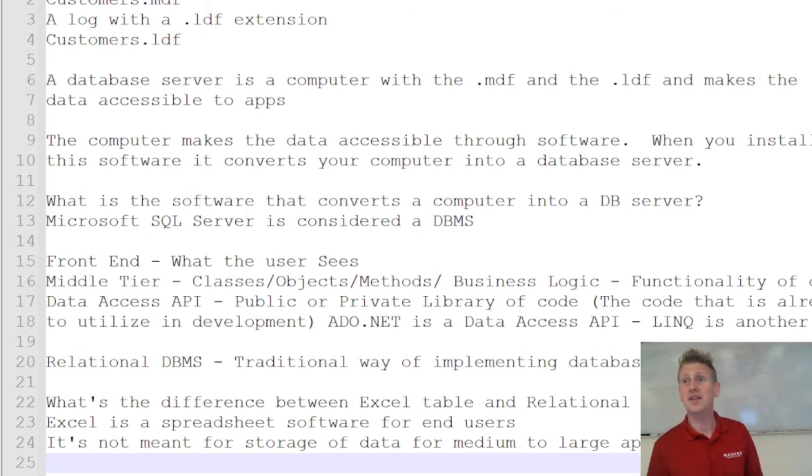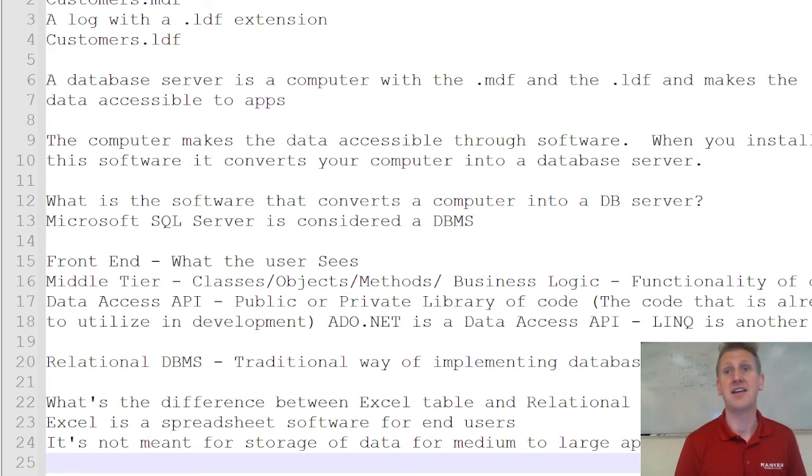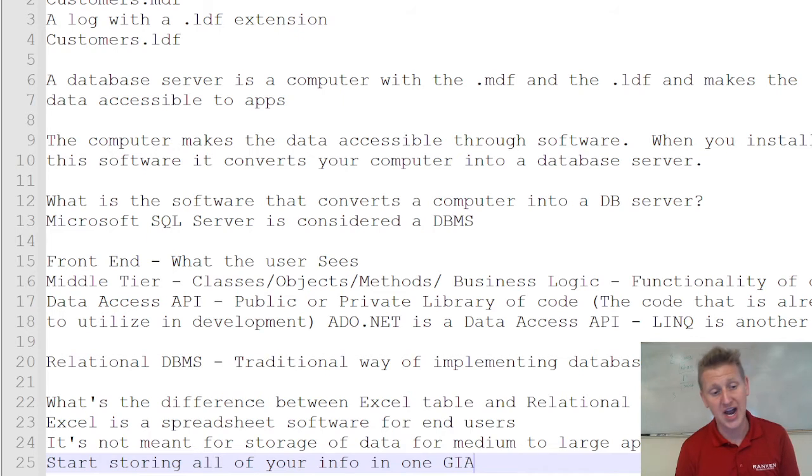And very quickly, if you start thinking about that, you start storing all your information in one giant spreadsheet, you find out, and this is kind of like the evolution of what happened. If you start storing all of your info in one, think of a giant spreadsheet, some problems will arise.